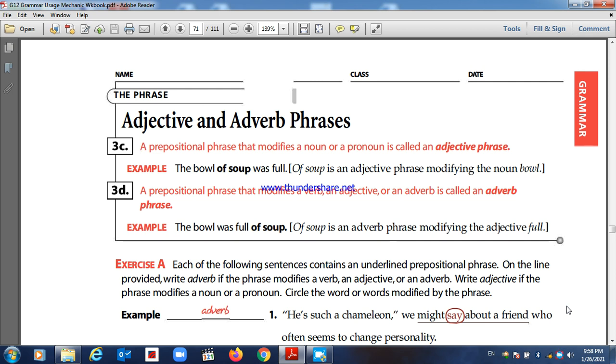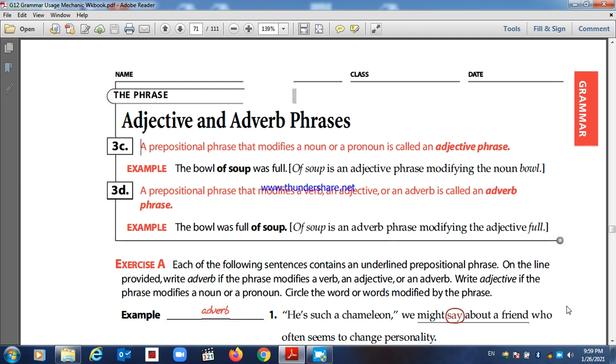Then, of soup modifies which word? It modifies the noun bowl. It's not a bowl of, for example, Pepsi. It's not a bowl of sushi. No, it's a bowl of soup. Okay? So, of soup is modifying the noun bowl. So this prepositional phrase of soup is an adjectival phrase.